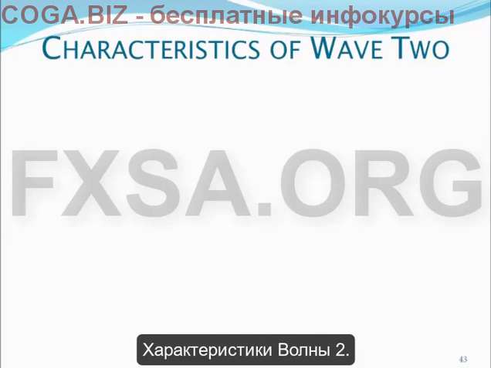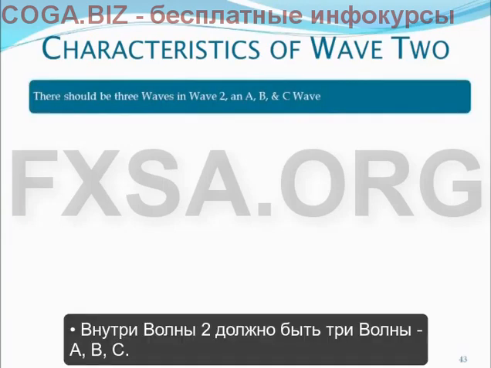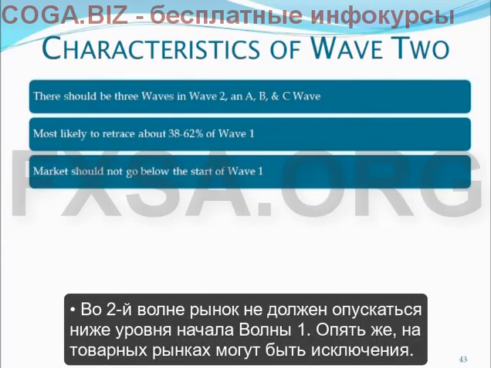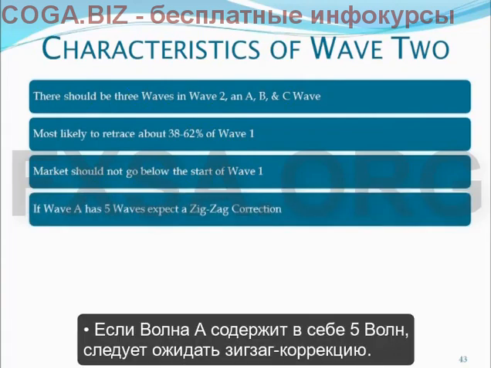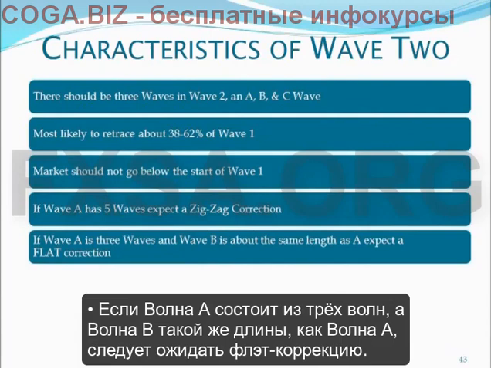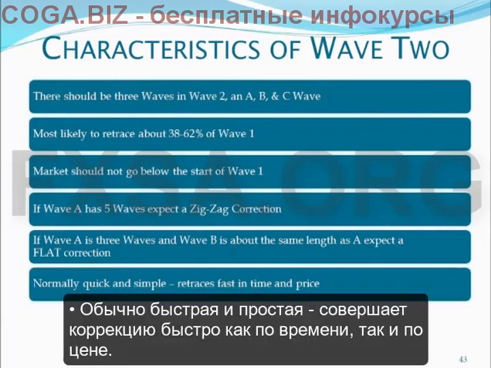Characteristics of wave 2. There should be 3 waves in wave 2, an A, a B, and a C wave. Most likely to retrace about 38 to 62% of wave 1. The wave 2 market should not go below the start of wave 1, and again, unless it's a commodity. There are exceptions. If wave A has 5 waves, expect a zigzag correction. If wave A is 3 waves and wave B is about the same length as wave A, expect a flat correction.